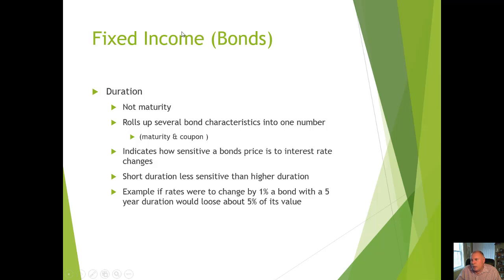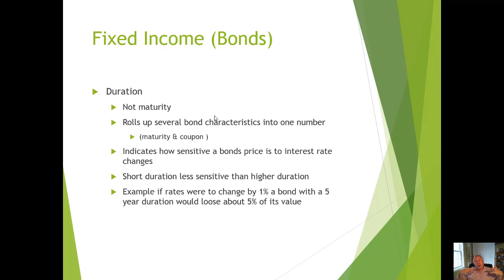The next thing that we look at with bonds is not maturity. Okay, it's duration. And duration is a different measure. It rolls up several bond characteristics into one, the maturity and the coupon. It really identifies how sensitive a bond's prices relate to changing interest rates. The shorter the duration, the less sensitive or move less than somebody with a high duration. For example, if rates were to change by 1%, a bond with a 5-year duration would lose about 5% of its value. Okay, so this is where we're seeing in the market today, we're seeing interest rates on the bonds, what they're yielding to you, go up while the value of the bonds go down.